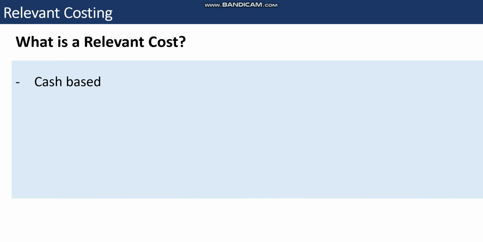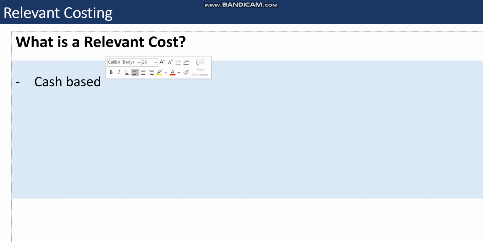Now, the question is, what are considered as relevant costs? So please remember, relevant cost includes any cost which is cash based. So as a result of making a decision, cash will be incurred as a result of making the decision. So it is like a cash expense or cash cost.